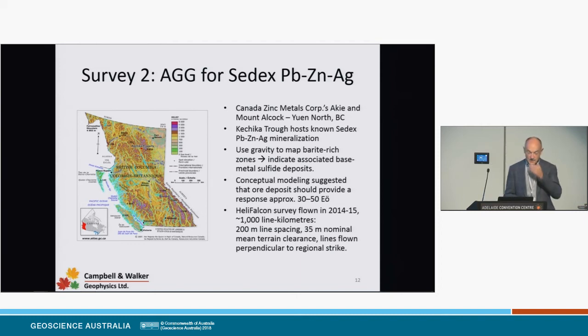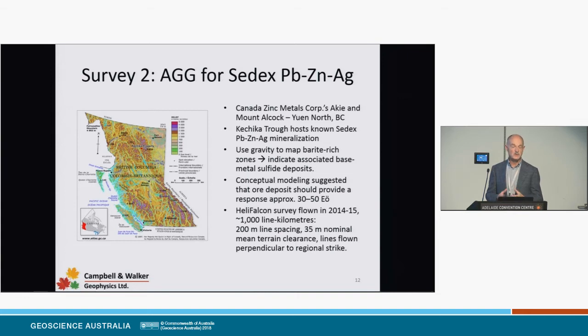A second survey I want to talk about, we're going to have two strings of thought: terrain corrections and gradient transformations. This is flown for Canada Zinc Metals. They have two blocks, geographically separated, in the Kachika Trough. This is all SEDEX lead, zinc, silver mineralization. We're going to talk about the Akai and the Mount Alcock U and North block. The examples I'll show you will all be of the Akai.